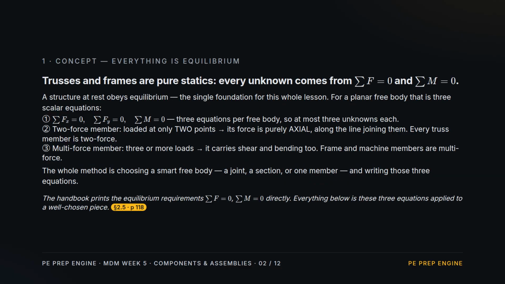Concept 1. Everything is equilibrium. A structure at rest gives you three scalar equations per free body. Sum of forces in X, sum in Y, sum of moments, all 0. Two definitions carry the lesson. A two-force member is loaded at only 2 points, so its force is purely axial along the line between them. That's every truss member. A multi-force member takes 3 or more loads, so it also bends. That's a frame member. The whole game is picking a smart free body and writing those 3 equations.